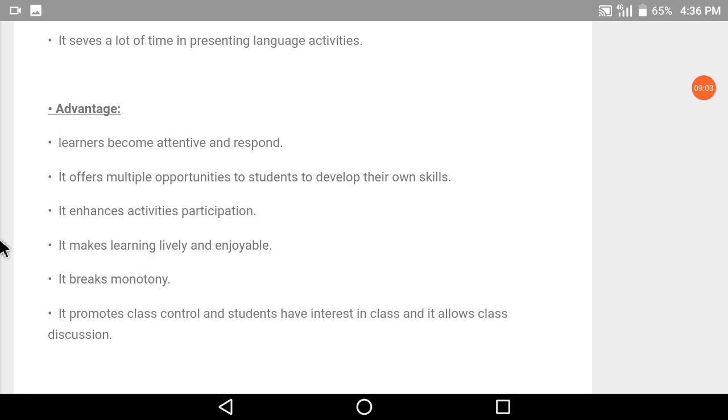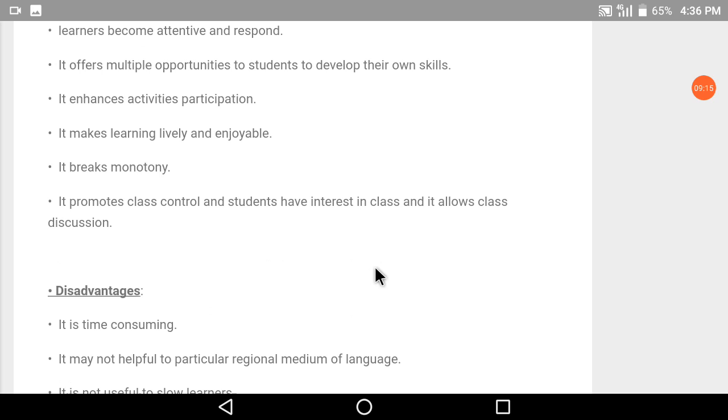It breaks monotony. It promotes class control, students have interest in class, and it always allows class discussion. Means in the CLT method we have class discussion, in the TBLT method we have class discussion. So this method, being a mixture of all the methods, also has class discussion. The students will eagerly participate and raise their hands with great enthusiasm.